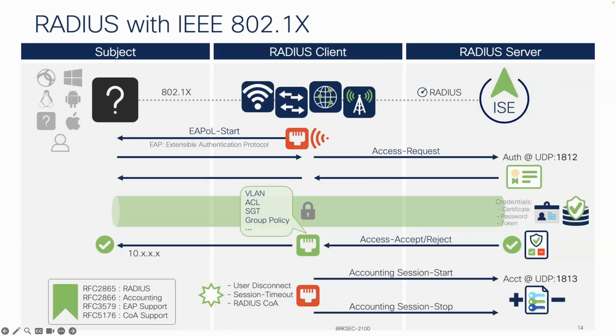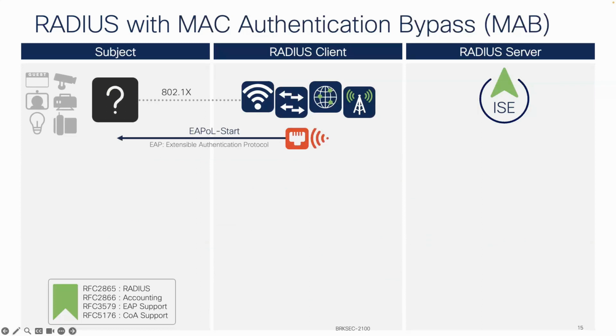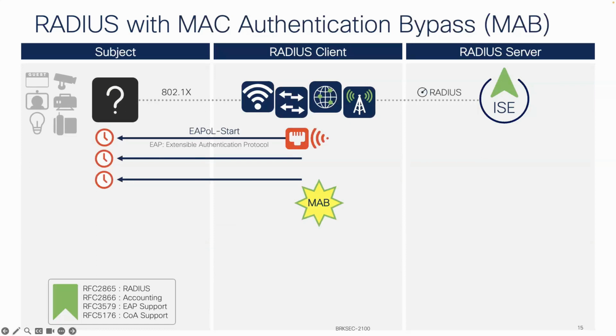But what happens when you don't respond to that EAPOL start message? Well, it looks like this. We have some subject sitting out there. We don't know what it is yet. We try to challenge it with 802.1x and nothing happens. So we challenge it again and nothing still happens. So we challenge it again. But meanwhile, it's maybe been ARPing out there, so we do get a MAC address from the client.